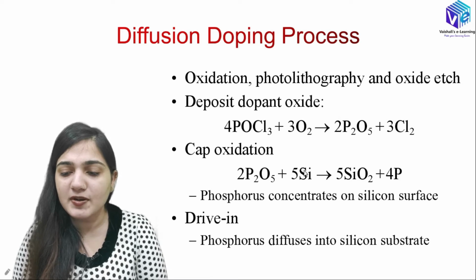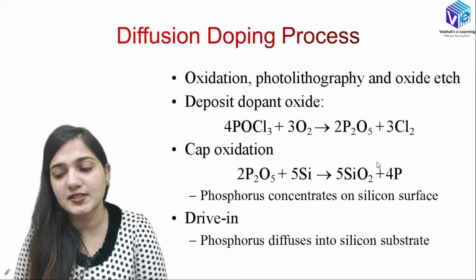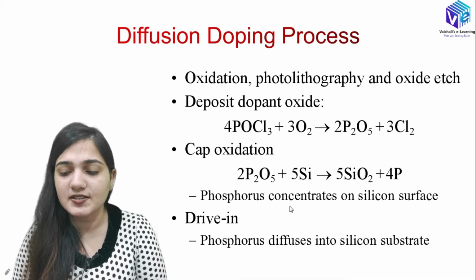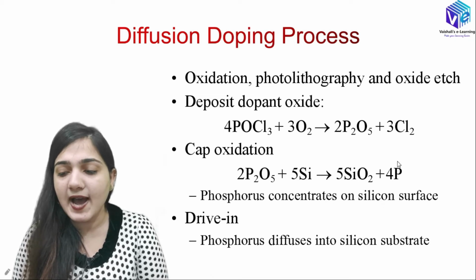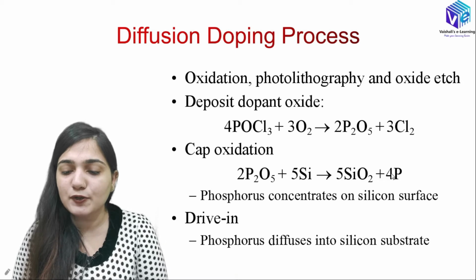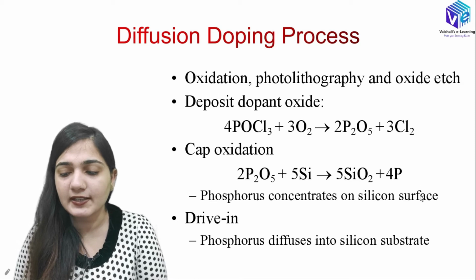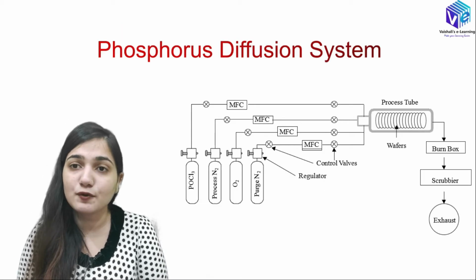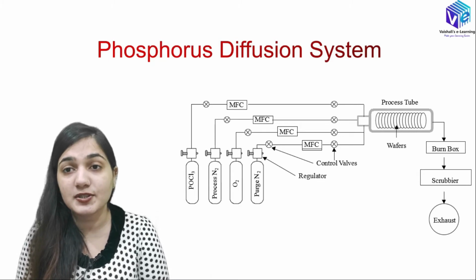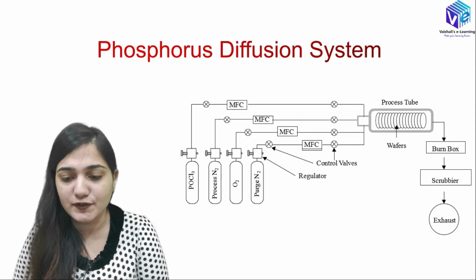Okay, now this P2O5 will be reacting with the silicon and it will be forming the silicon dioxide for the cap oxidation, as well as it is giving me the phosphorus for the dopant drive-in process. Now phosphorus concentration on the silicon surface will be high because here I have the 4 atoms of phosphorus that are formed on the surface. It will be going to the drive-in phase where we are increasing the temperature and this phosphorus atom will be going inside the silicon substrate. And now when it is going inside the silicon substrate, it will be making the doped region inside the silicon substrate of N-type.